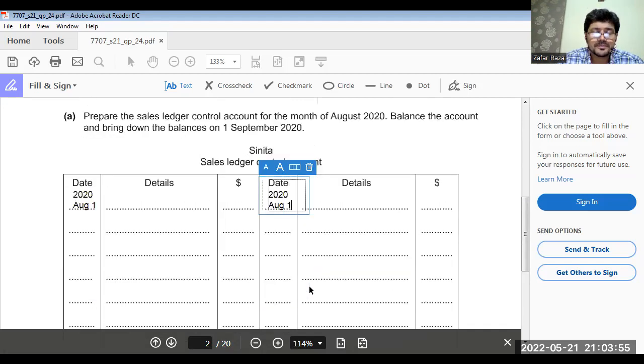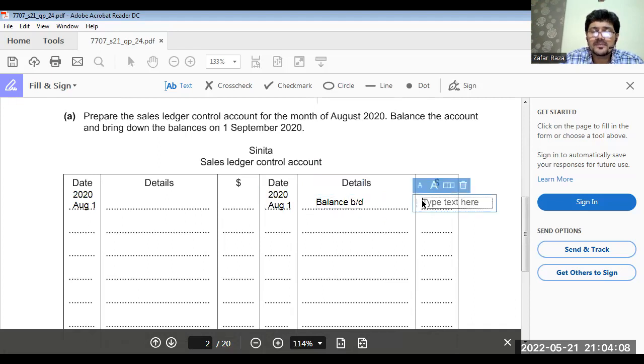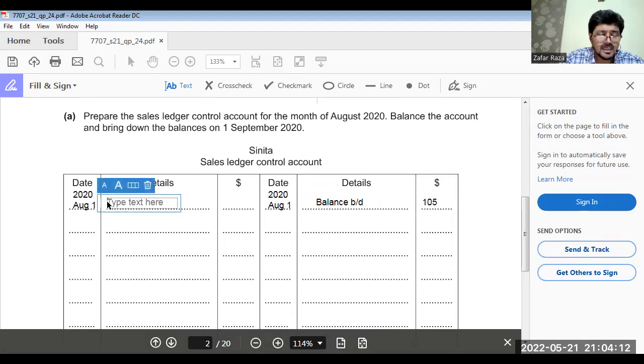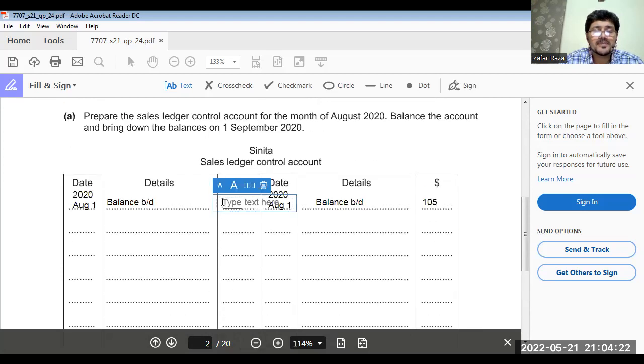Okay, balance BD, that is 105. Here is the actual collectible balance. This amount is how much? 38,440. Alright. So here we have two opening balances.